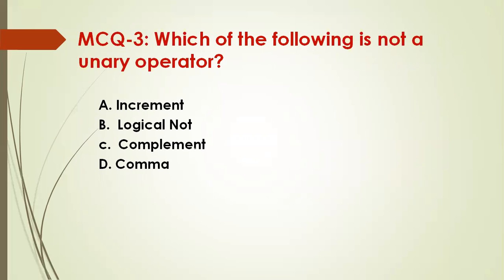Which of the following is not a unary operator? Plus plus, unary operator. Logical not, exclamatory mark, that is also unary. Complement, that tilde mark, that is also unary. Comma operator is a binary operator. The correct answer is D.